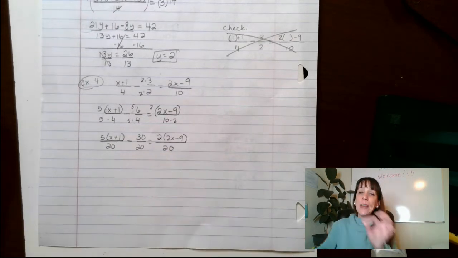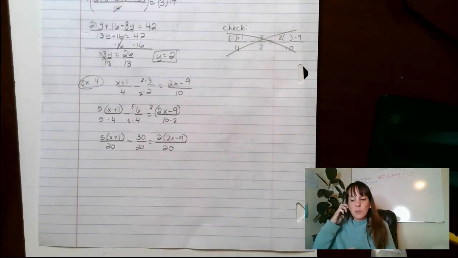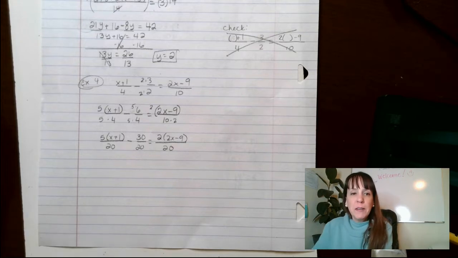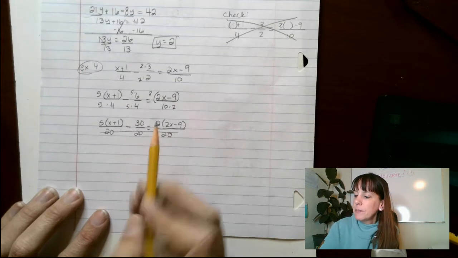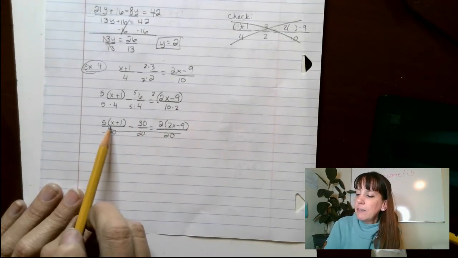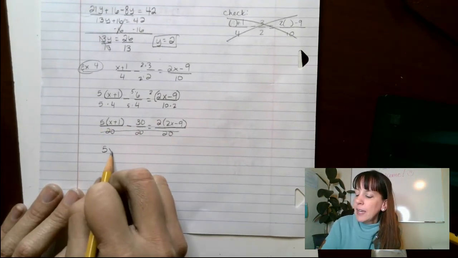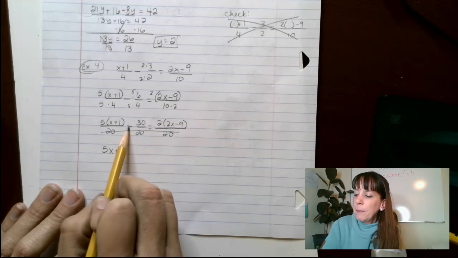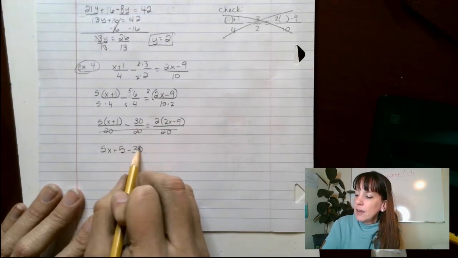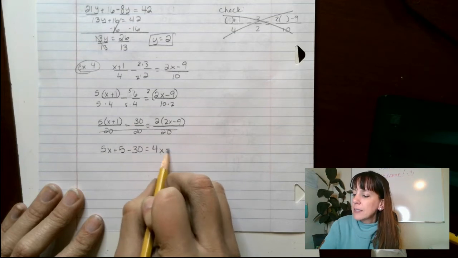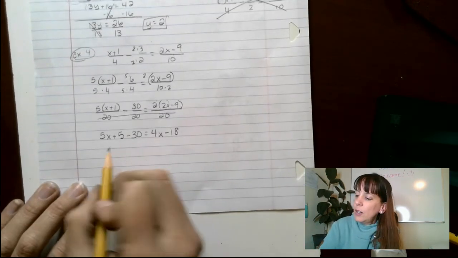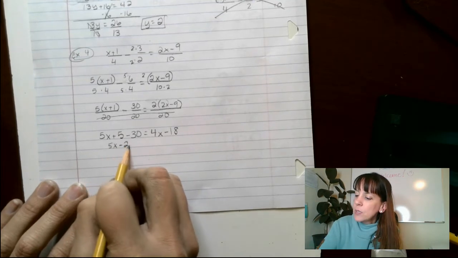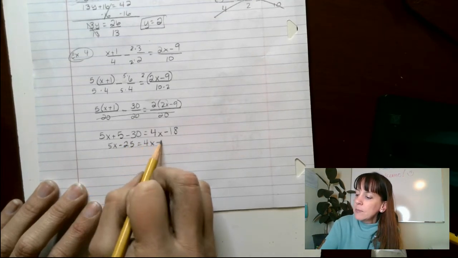Now, is it an equation? Yes, because this does not work for expressions. Do all of my chunks have the same common denominator? Absolutely. Then we can cross it off. So what we have now is 5 times x plus 1, so that's going to be 5x plus 5 minus 30 equals 4x minus 18, because I did that distribute, right? So that's going to be 5x minus 25 equals 4x minus 18.